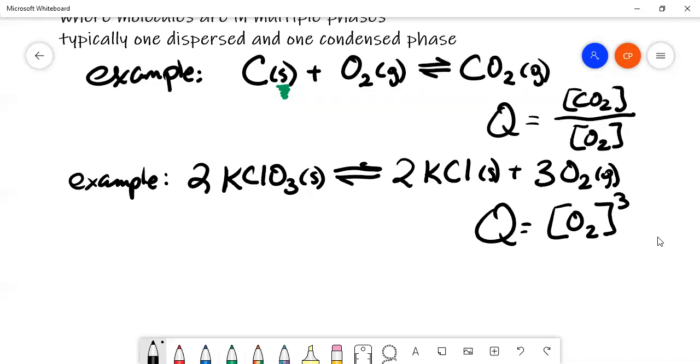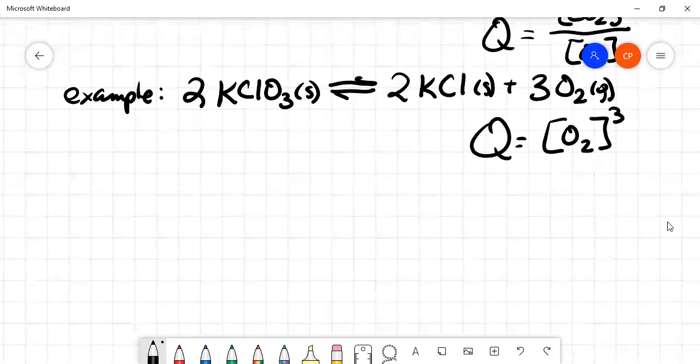Where are my dispersed phase reactants? Oh, that's right. I have none. I'm done here. This doesn't tend to be the most useful reaction quotient ever because it doesn't actually describe a whole lot. Some reaction quotients are more useful than other reaction quotients in telling stories like this.